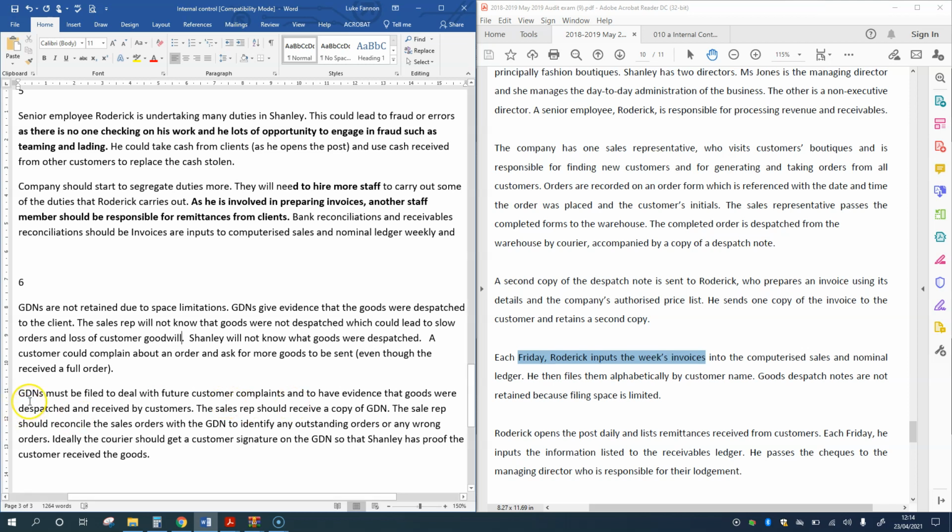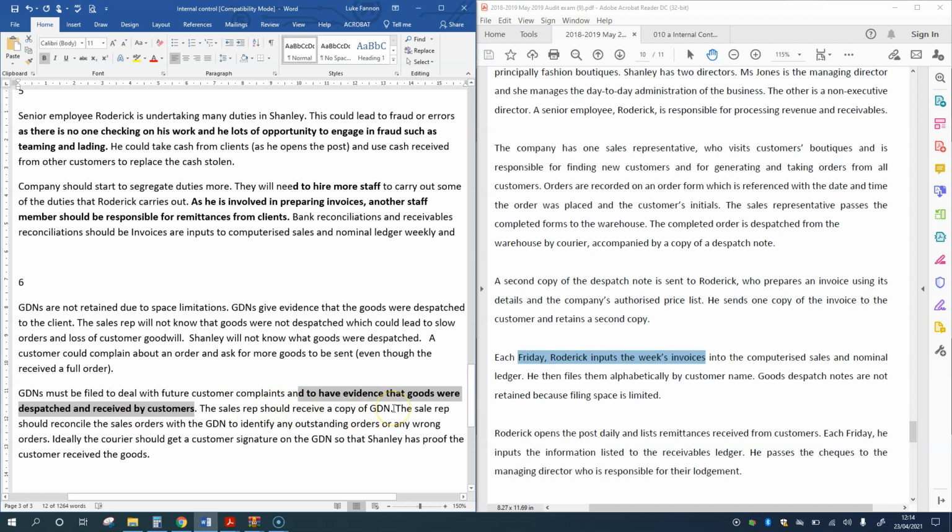So we're going to say what should be done is it should be filed, to deal with future complaints. Okay, and the big one is that's what the student said, which is fine. To evidence goods were dispatched and received. That's the bigger one really. Evidence goods were dispatched and received.